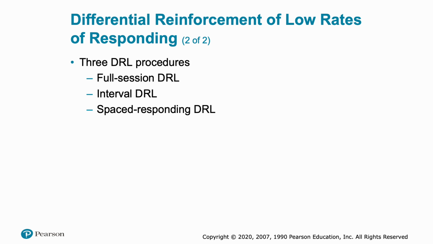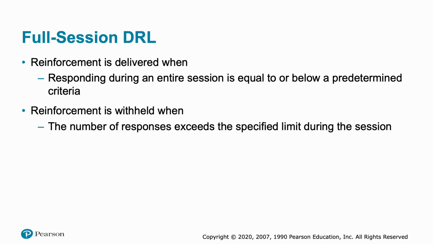So there are 3 types of differential reinforcement of low rates of responding. Those are full session DRL, interval DRL, and spaced responding DRL. For full session DRL, reinforcement is delivered when responding during an entire session is equal to or below a predetermined criterion. And reinforcement is withheld when the number of responses exceeds that specified limit during the session.